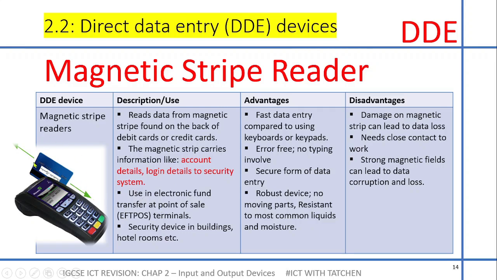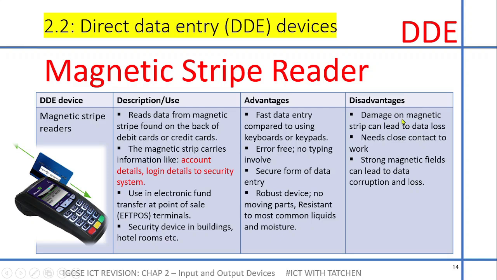You commonly find these magnetic stripe readers in electronic fund transfer at point of sale terminals. You can also find them in security buildings and the rest. There are some buildings or hotel rooms where you just swipe a card to get access to your room. And for advantages, the magnetic stripe reader has fast data entry compared to using a keyboard or keypad. It is error free, no typing. It's a secure form of data entry. It's also a very robust device.